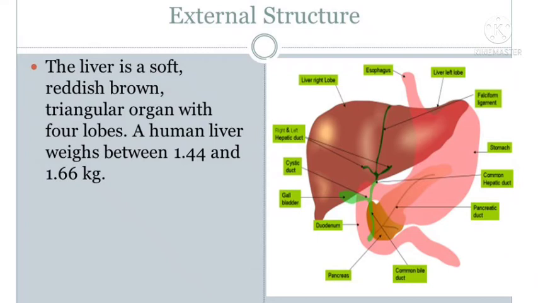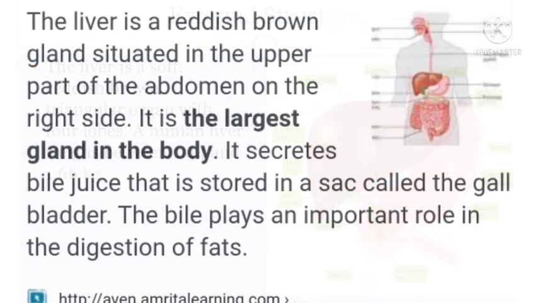Now first of all, we will study the liver. See the picture of the liver? Yes, the liver is a soft reddish brown triangular organ with 4 lobes. What is the weight of the human liver? Near about 1.44 to 1.66 kg. And where is it situated? It is situated in the upper part of the abdomen on the very right side. Do you know it is the largest gland in the body? And it secretes bile juice which is stored in a sac called the gallbladder.